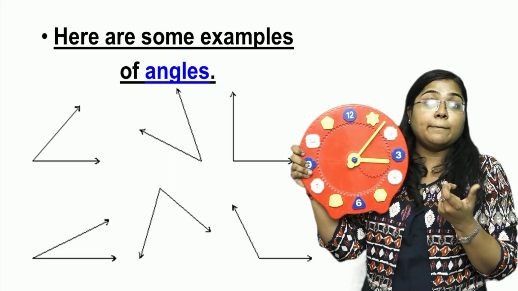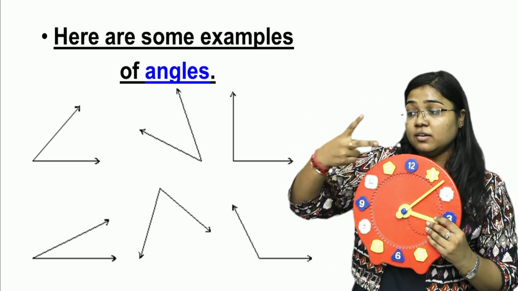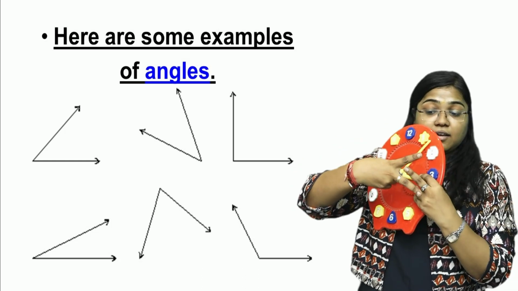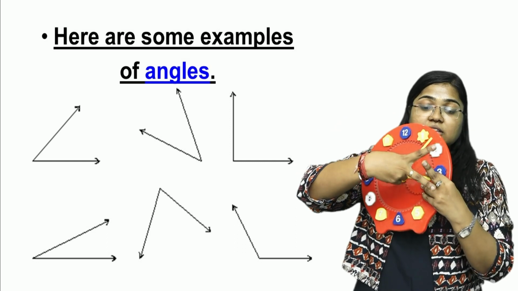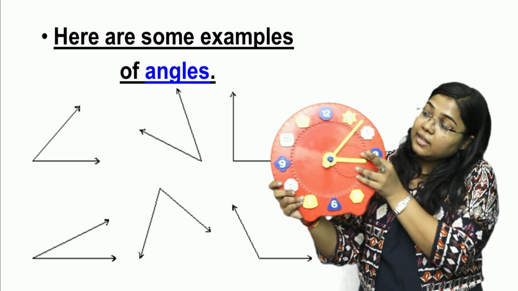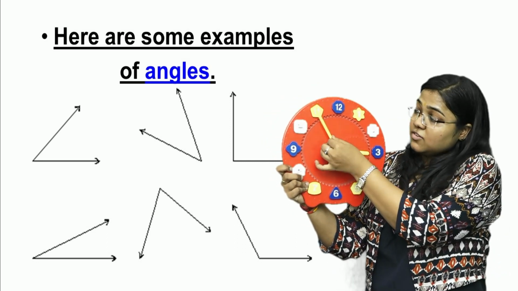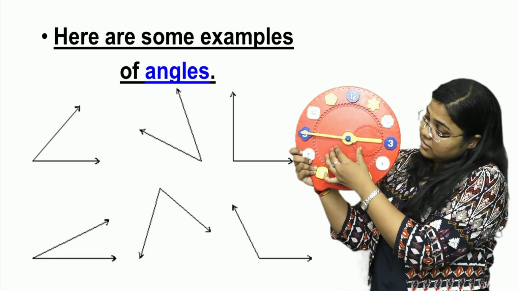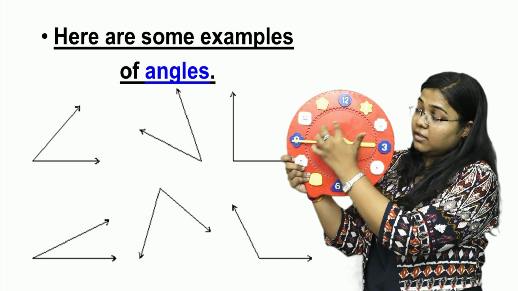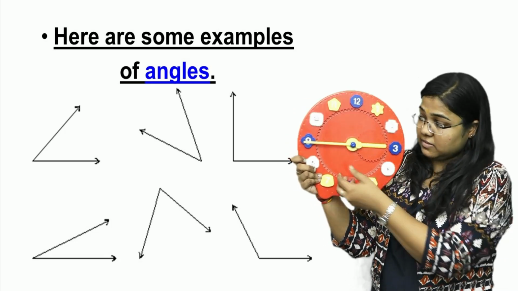One more easy example we can see of an acute angle is your fingers. The angle between your fingers is your acute angle. This is your acute angle. Next is your straight angle when these two rays are making a straight line. This is your straight angle and the measurement here is 180 degrees.